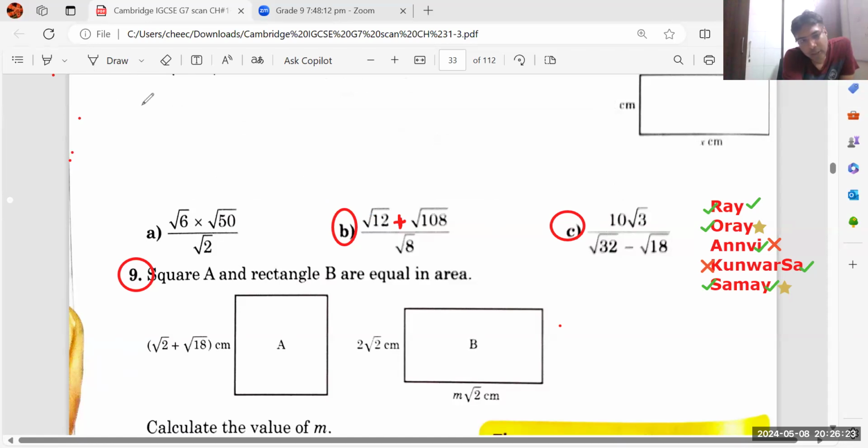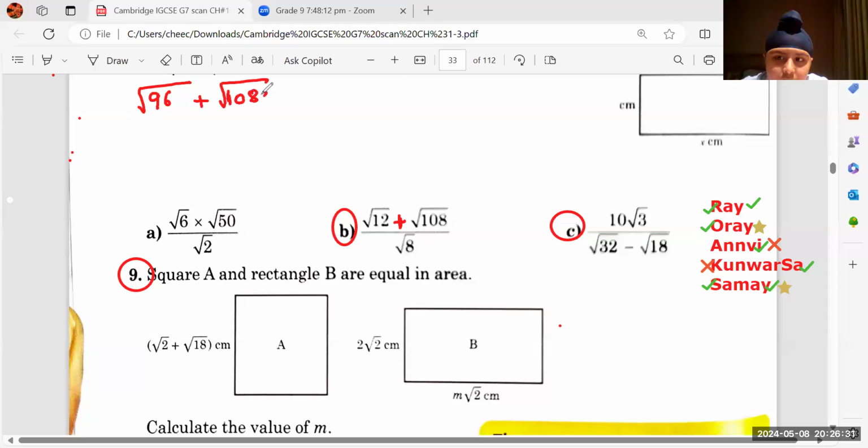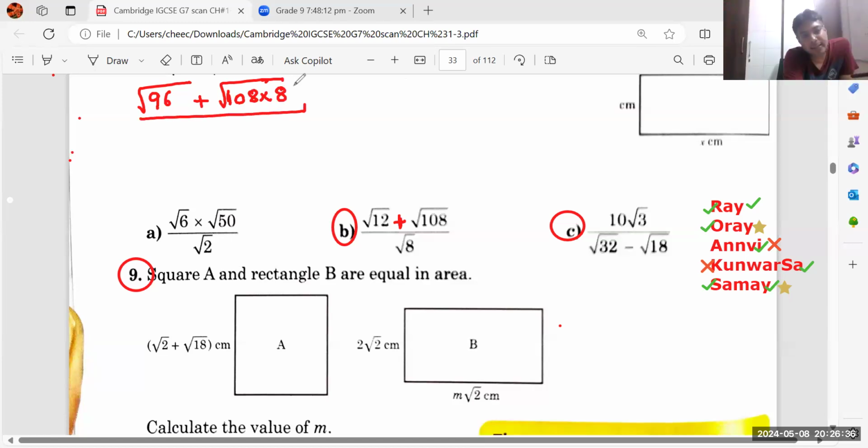So when I rationalize the denominator, I get 12 into 96 plus 108 times 8 upon root 8, right? So we can do upon 8. It will be upon 8. Or we can do one thing. Wait 1 second. 96 times 8 upon 8. I'm looking for an easier way out for you.